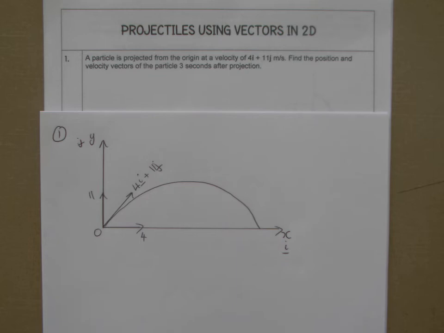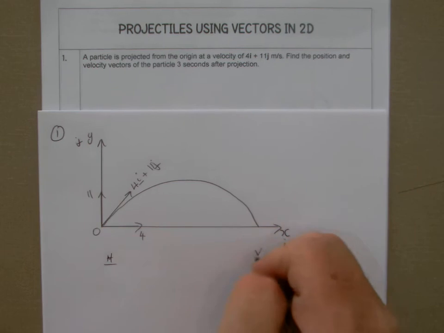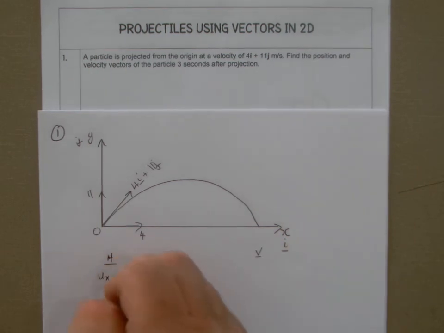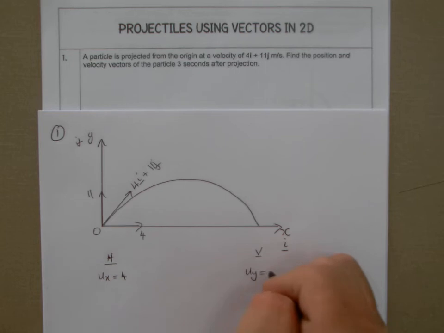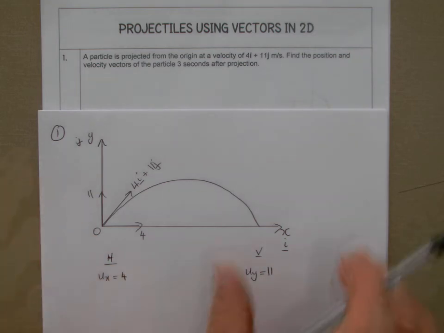If we were to go down the route of setting out our equations horizontally and vertically, you would say ux is equal to 4 and uy is equal to 11. So the initial velocity horizontally is 4, initial velocity vertically is 11. But we don't need to go down that route. We can keep it in terms of vectors, and it makes the situation much more straightforward rather than stripping it down and looking at horizontally, vertically as we normally do. We can keep it in terms of i's and j's and go straight for using the formulae.